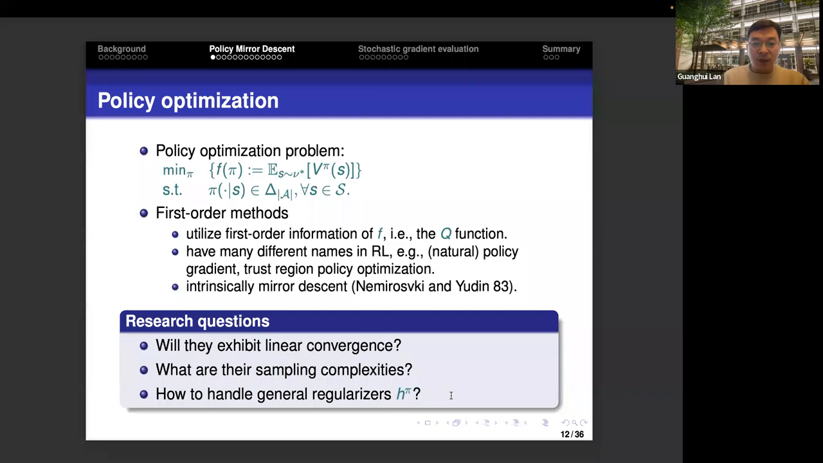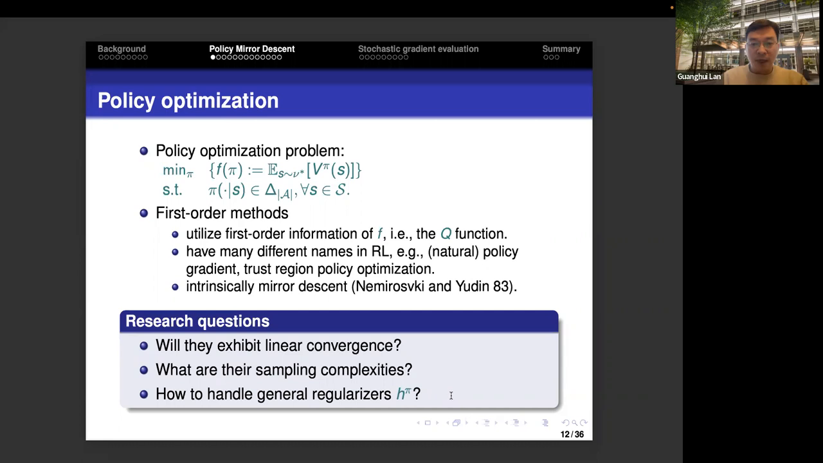More importantly, if your H(π) indeed is strongly concave, we are going to show that the sample complexity will be much less than any other existing approaches, including those model-based algorithms.